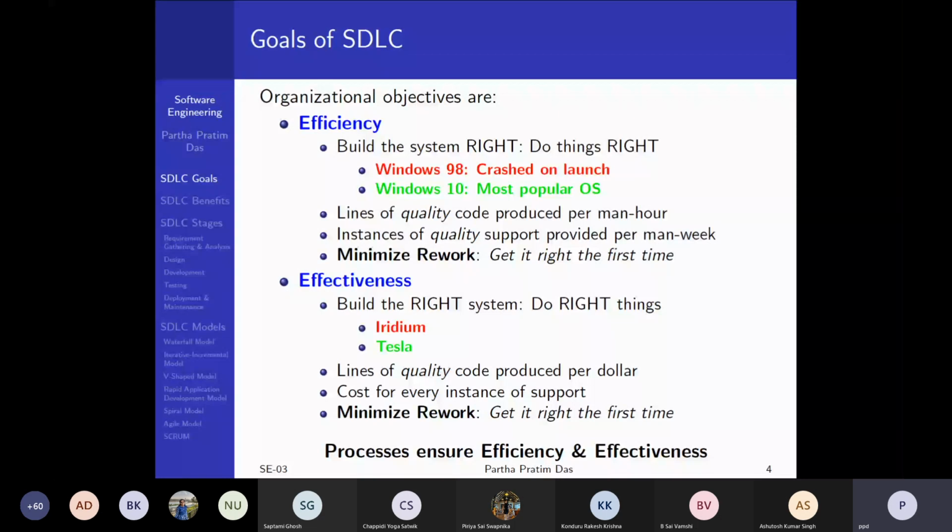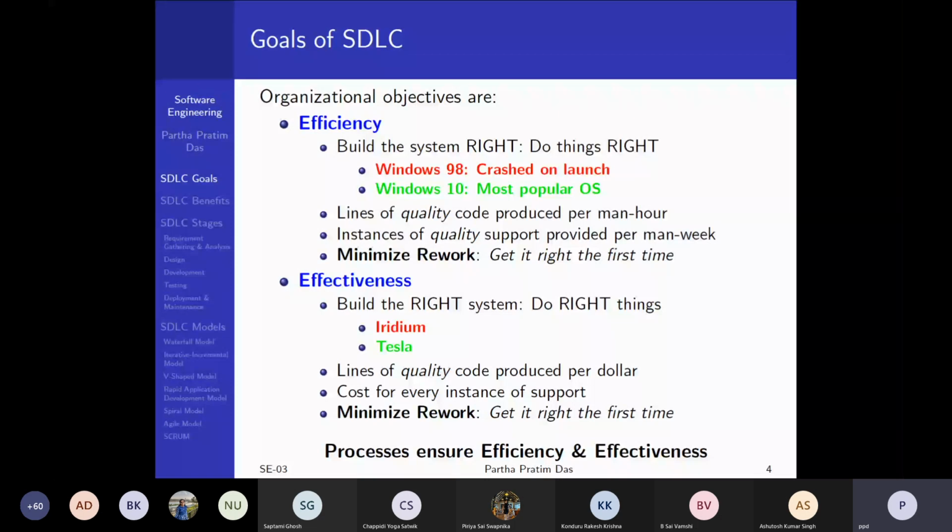You have to get it right the first time itself. Effectiveness has more to do with understanding the customer, having the customer with you, to know that you are building the system that the customer really needs. Efficiency has to do more with the way you are doing the development, the way you are using your tools, the way you are doing your testing, and so on.